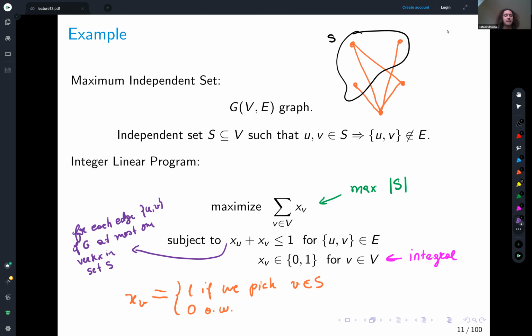So you can see that this integer linear program exactly describes the maximum independent set problem, right? But the independent set problem we know is an NP-hard problem. So of course you can already see an example of how an integer linear program is capturing the maximum independent set.